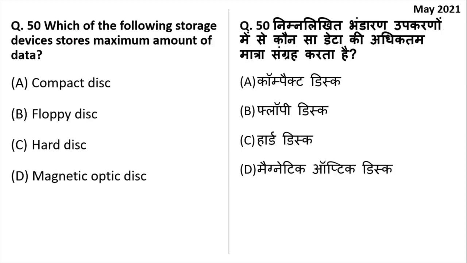Which of the following storage devices store the maximum amount of data? Floppy disk, compact disk, hard disk or magneto optical disk? So here the answer is option C, hard disk. Nowadays we have hard disks in the range of terabytes. It can have data of more than a terabyte.